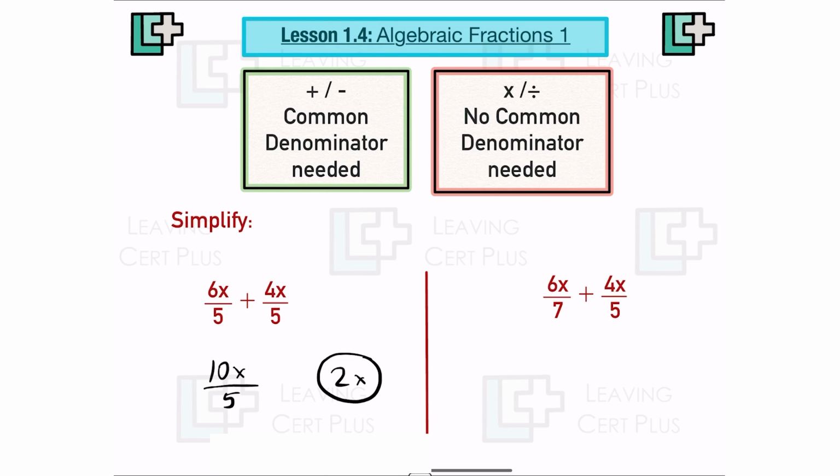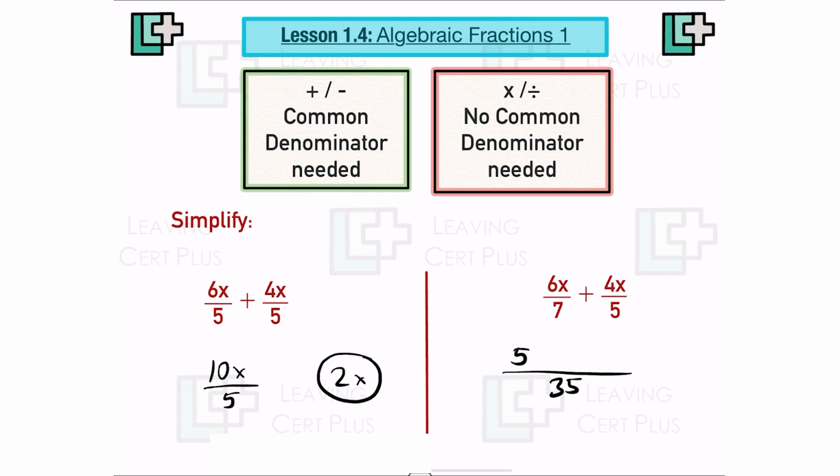Over here, we need to have the same number on the bottom. So what is a common multiple of both 7 and 5? That's going to be 35. Now you have to ask, what did I do to that 7 to create the 35? I had to multiply that by 5. So let's do the same thing to the top. Whatever you do to the bottom, you're going to do to the top.